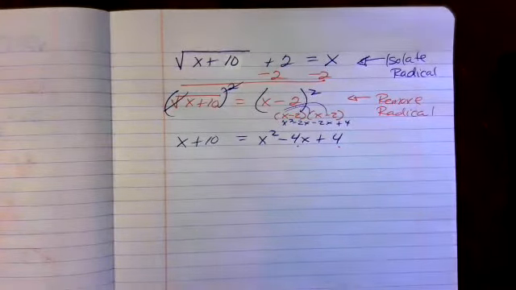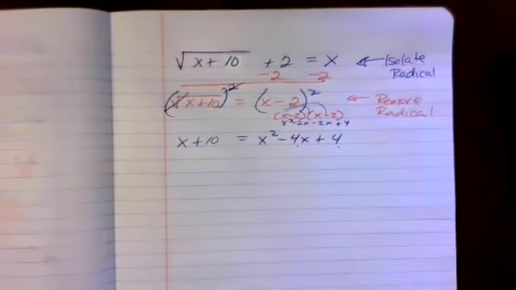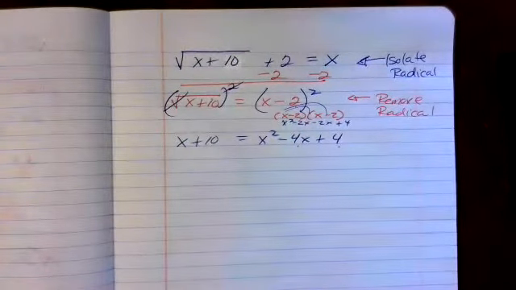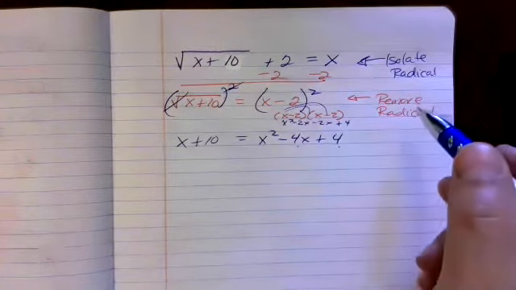But if you're moving on to pre-calc, you want to get used to using that binomial squared formula. Be able to skip algebraic steps because your professor is most likely going to skip algebraic steps. So now we've removed the radical.